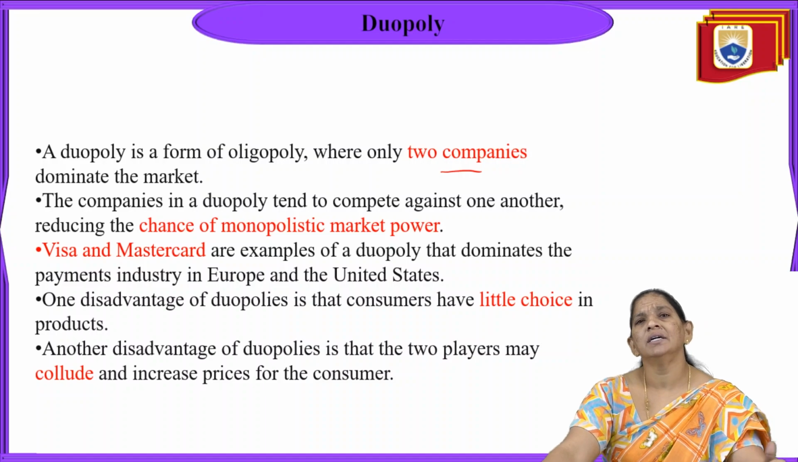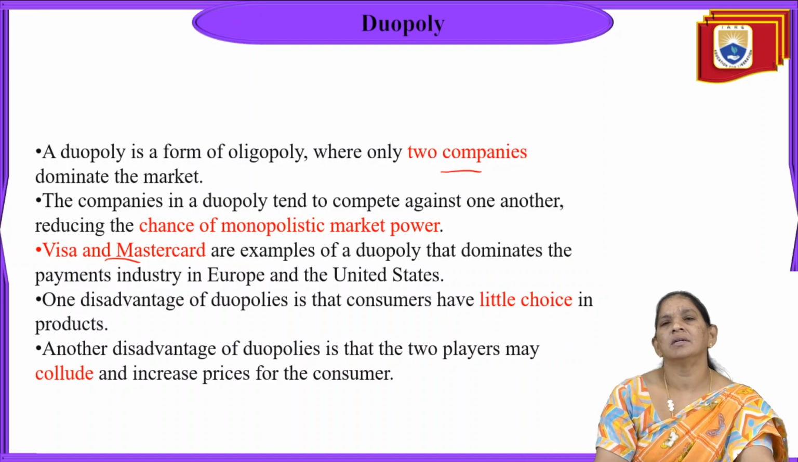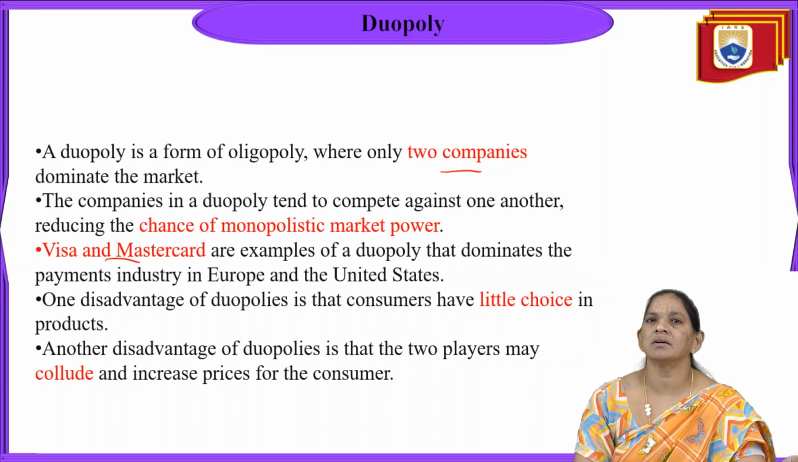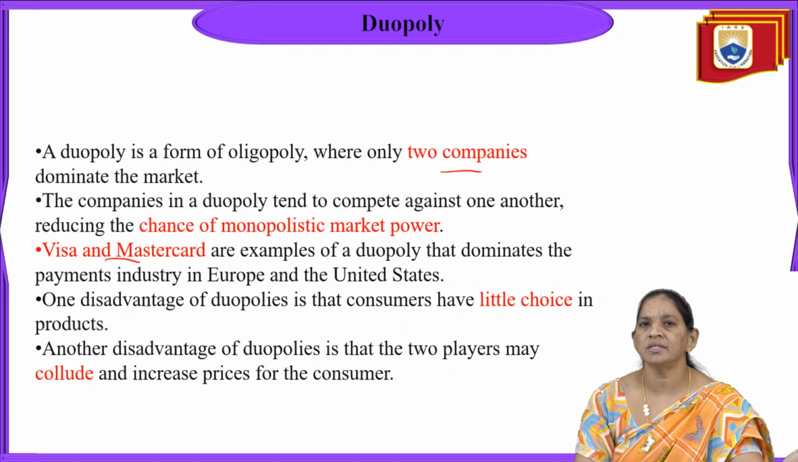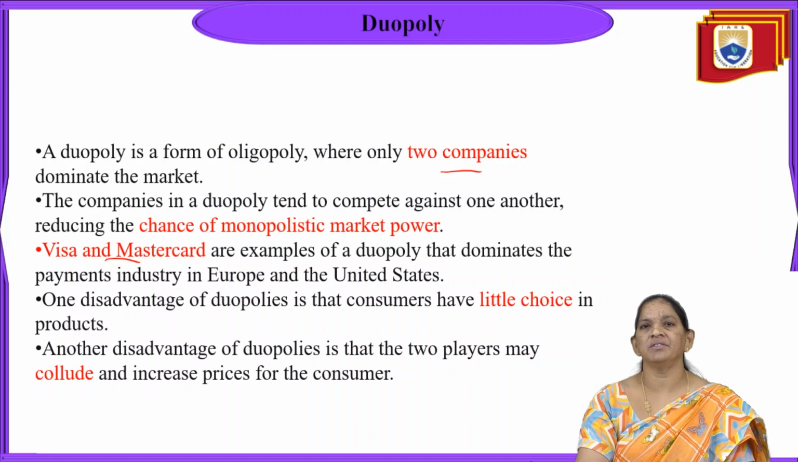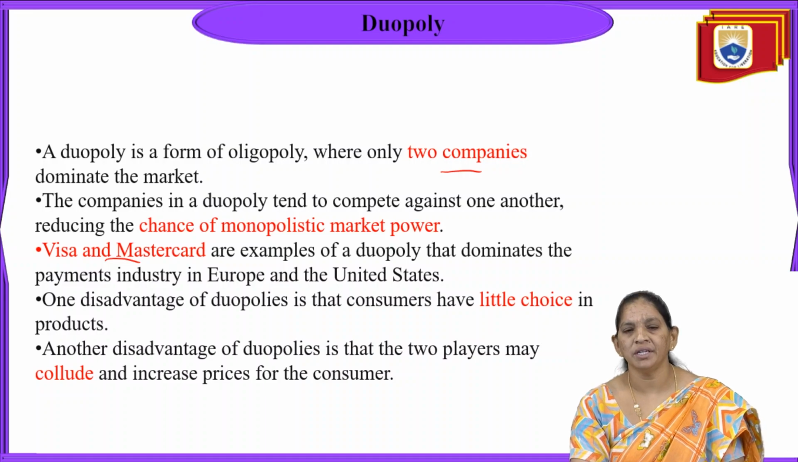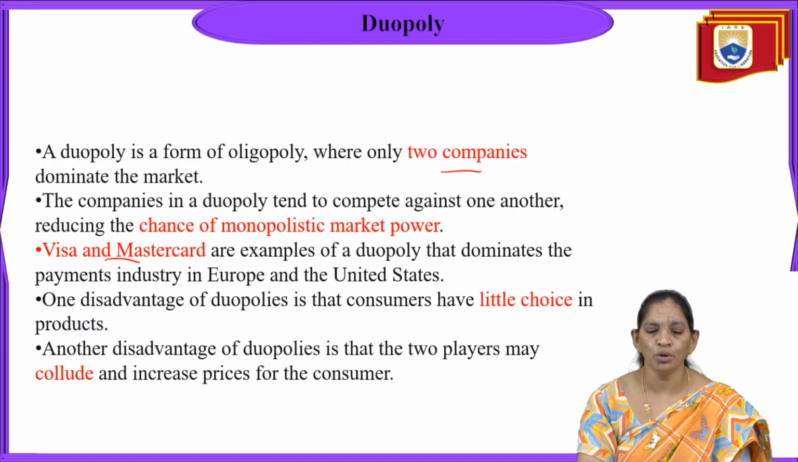We can take the example of Visa cards and MasterCard. They are the best examples, relating to ATM and credit card services. They were the first companies to introduce these cards and dominated the payment industry, the online payment industry, in Europe and the United States. So we can take this as the best example of duopoly.